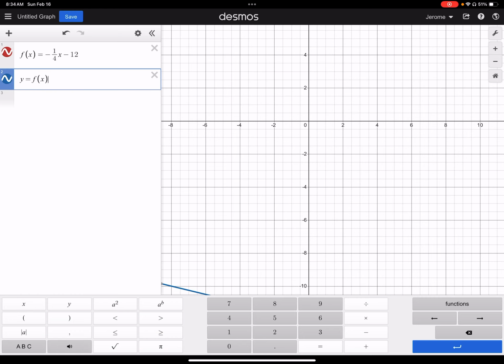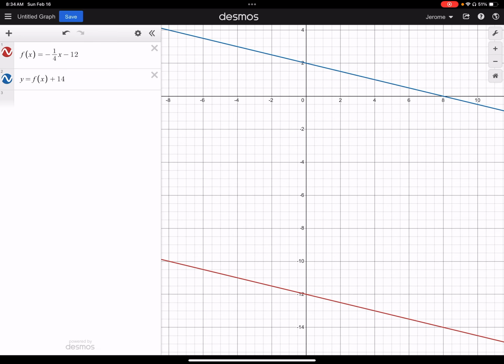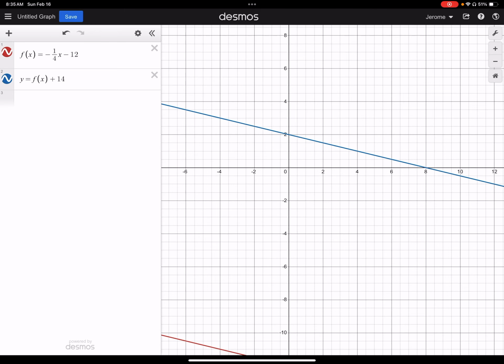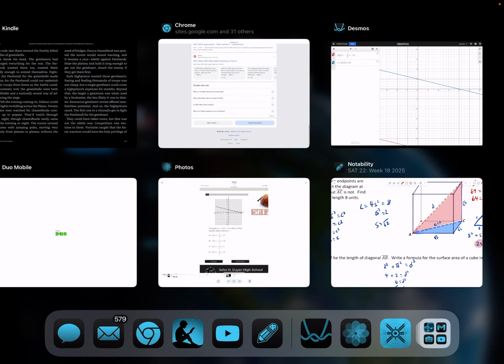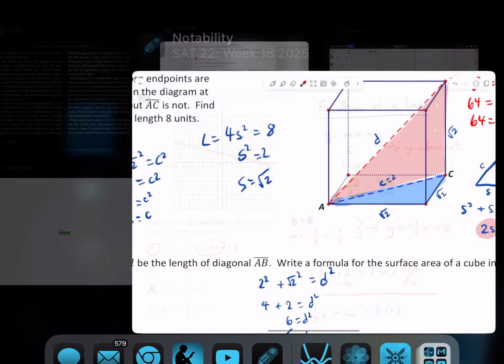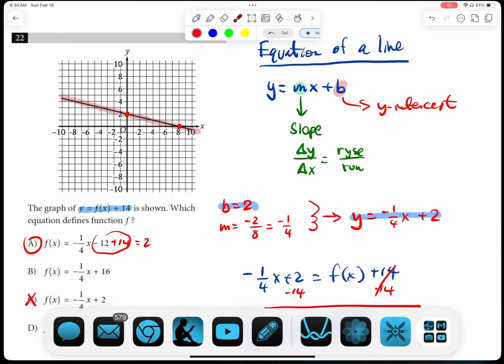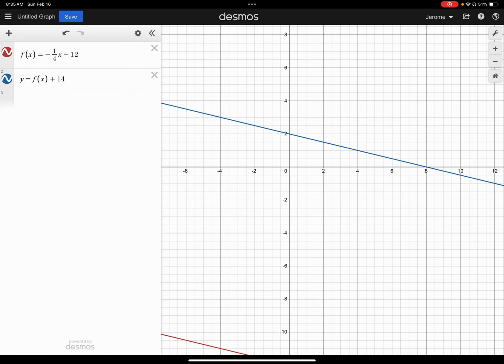and then plus 14. So the plus 14 here is just going to translate our graph, this red one, up 14 places, as you can see. And the blue graph is exactly the graph that we had on the question. It's, of course, this guy right here. Right? Y-intercept of 2, x-intercept of 8, and you can see that happening right here on Desmos.